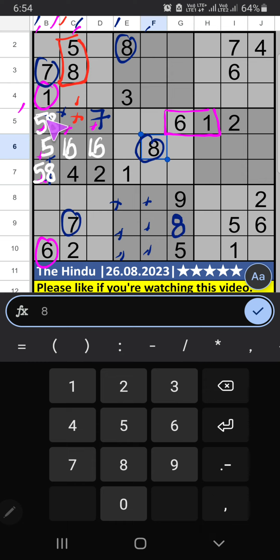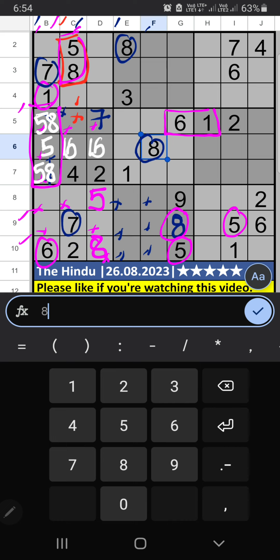Column B, column C, we have pair numbers 5 and 8. 9th row also we have 5 and 8. So 5 and 8 can't come in these cells. It will come in one of these cells. 10th row we have 5. So 5 can't come in the cell. 5 is confirmed here. Then 8 is here.